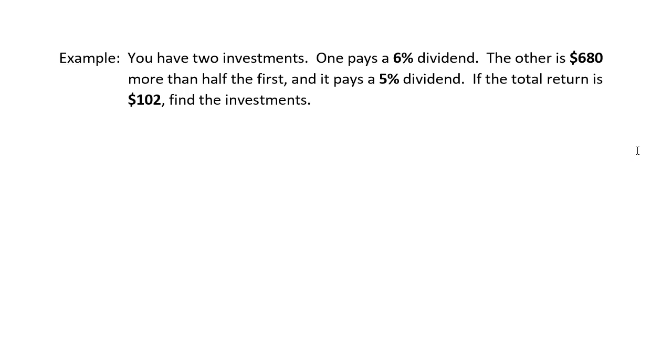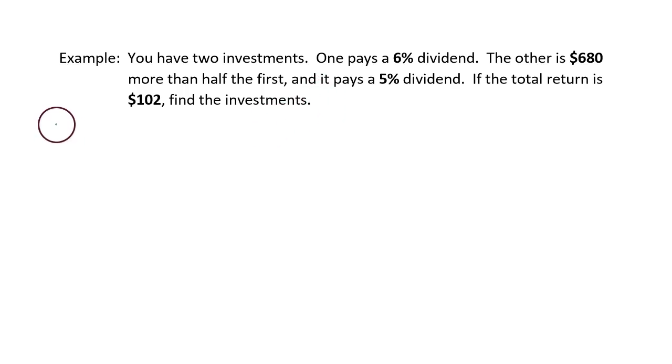Let's try one more example. You have two investments. One pays a 6% dividend. The other is $680 more than half the first, and it pays a 5% dividend. If the total return is $102, find the investments.